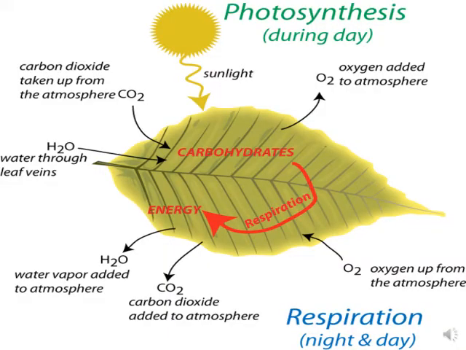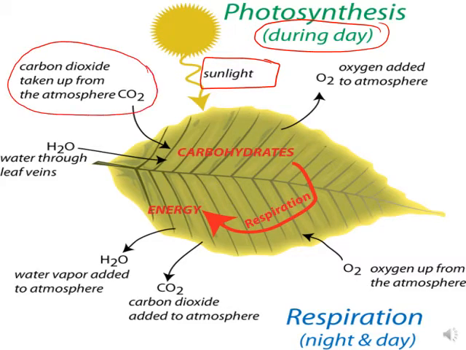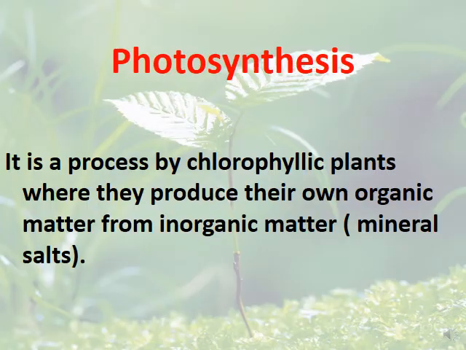Now, let's move to the process of photosynthesis. Photosynthesis occurs during the day since it needs sunlight. So this process occurs in plants where carbon dioxide is taken from the atmosphere and oxygen is released. So oxygen is the product of this process. Let's start step by step to talk about the photosynthesis process. So what is photosynthesis? Let's start with the simple definition.